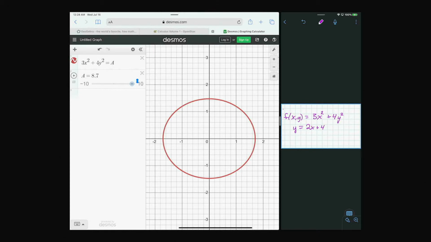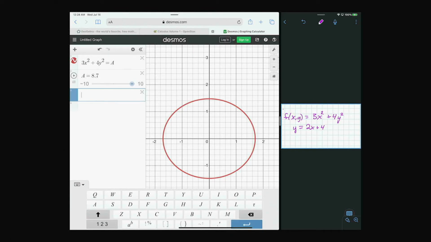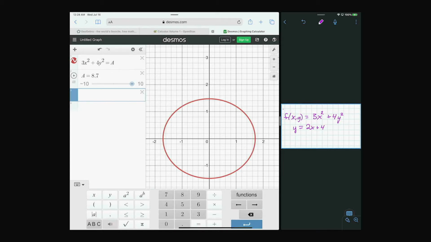Okay. Now let me put in this function, y equals 2x plus 4. That's not the y I want. Let me go to numbers. Okay, there we go. Y equals 2x plus 4. Okay. So there is a line. Now that line doesn't change, right?